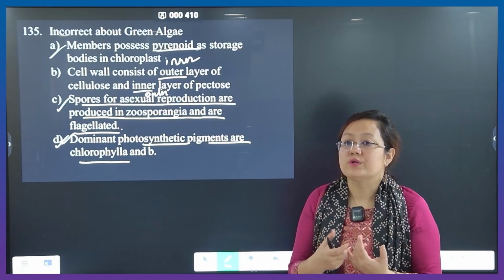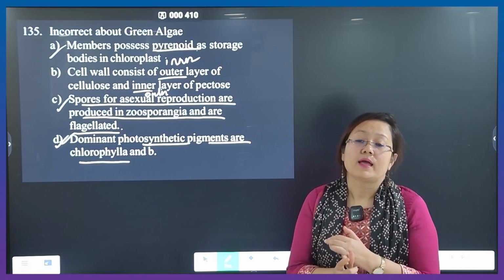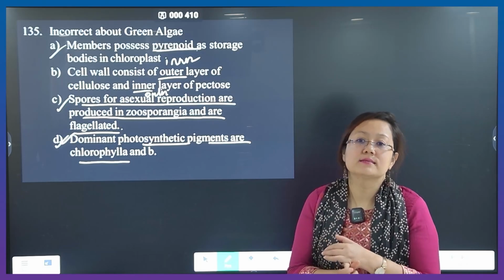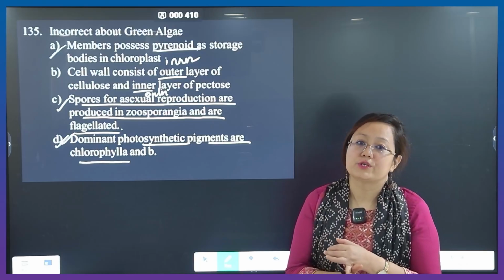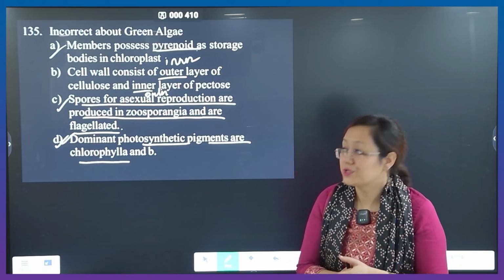Where will it be found? Number one, it will be found in the case of green algae and lower organisms like Euglena. Euglena is a protist, a photosynthetic protist. So the photosynthetic protist Euglena also has pyrenoid.